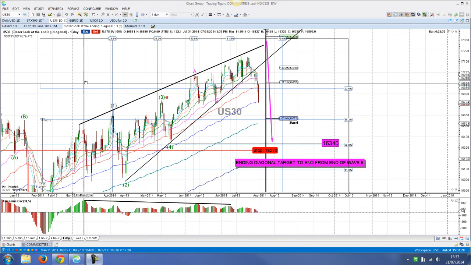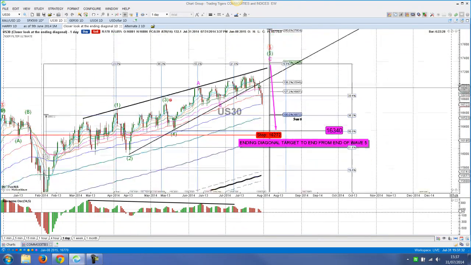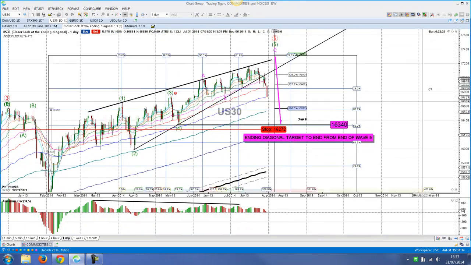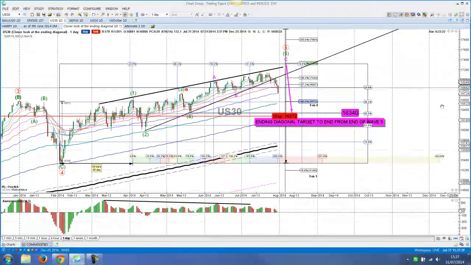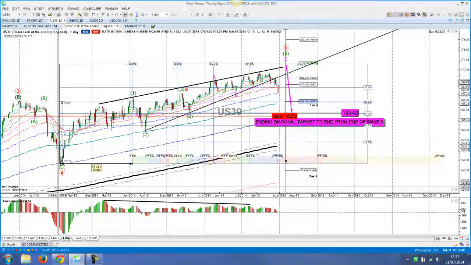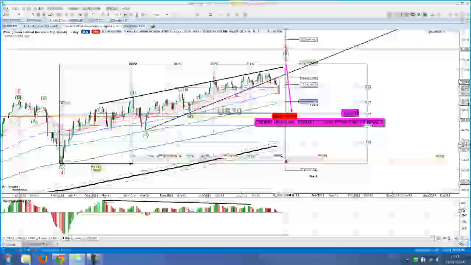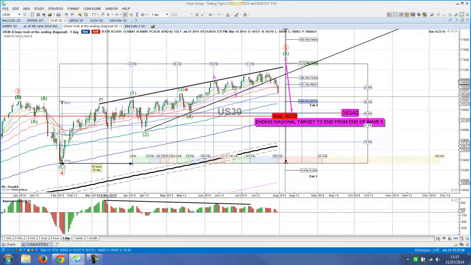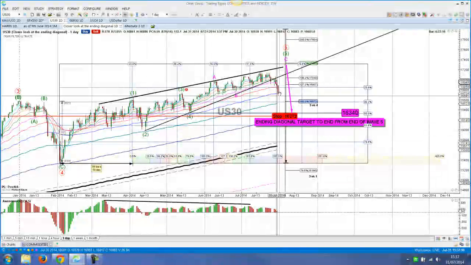Now moving to the US30, that's the Dow 30. As you can see, we're in a wave 5 position marked on this particular chart. Wave 5 of the primary. There's 3, there's 4, there's 5, and as you can see, we put our highs in here for the resistance and the lows for the support.